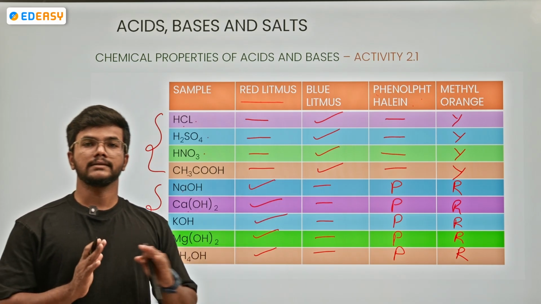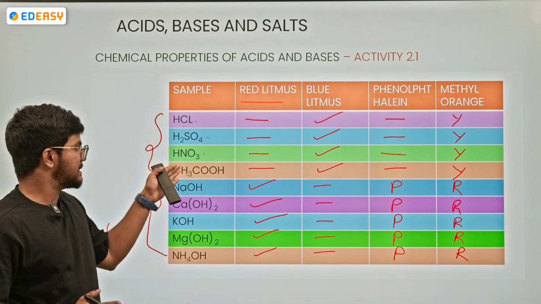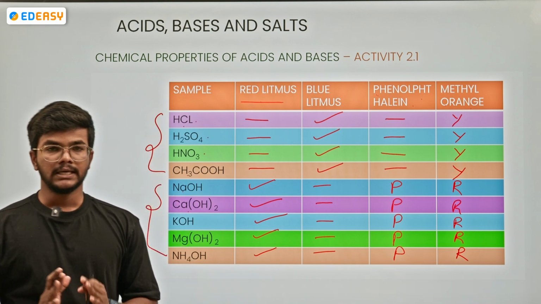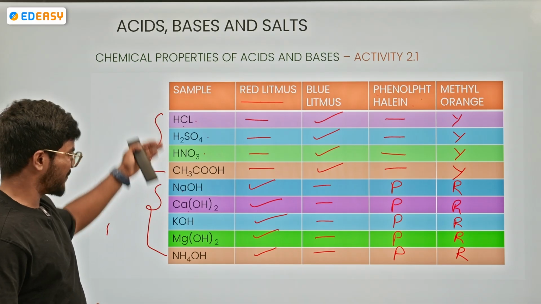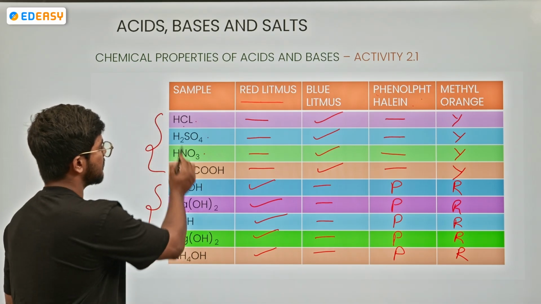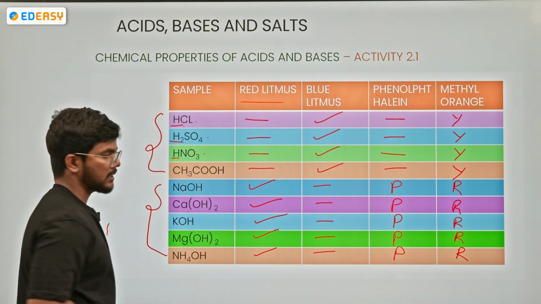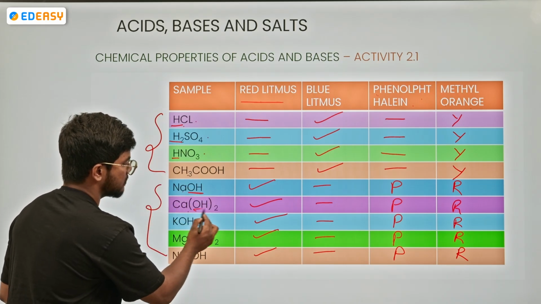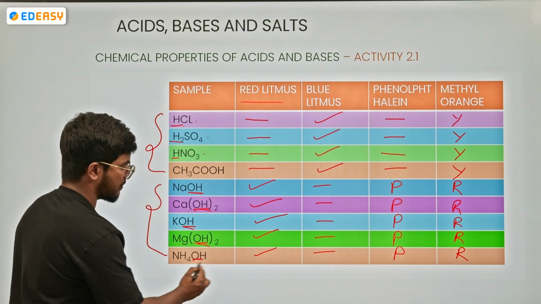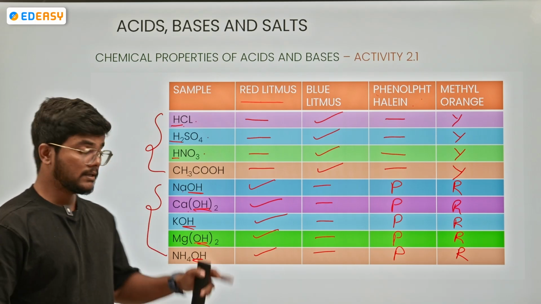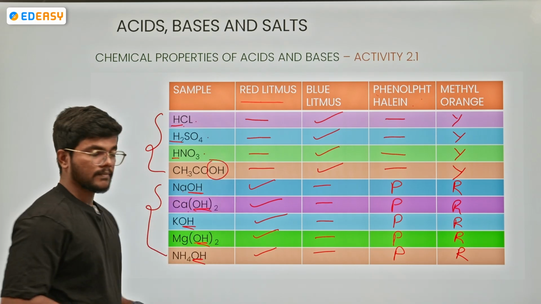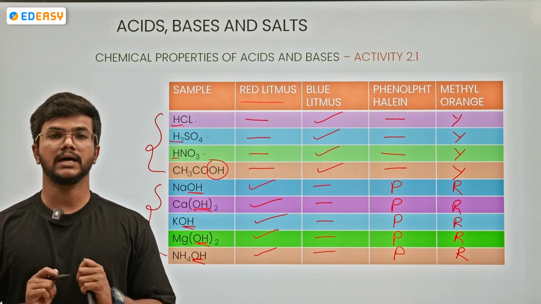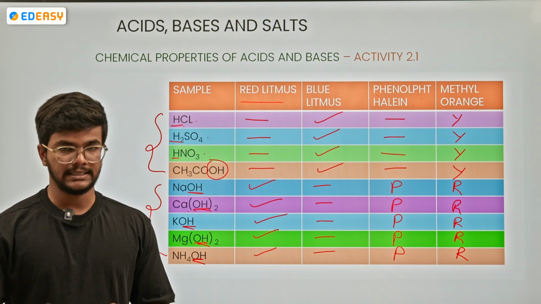So that means these four are acids and the remaining are bases. So you can find some differences in the acids and bases. Hydrogen is common in the acids, whereas OH is common in the bases. But here you can find OH also. But why is it an acid? So we will understand the acids and bases with some more activities in the next slides.